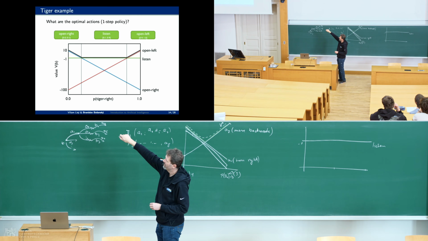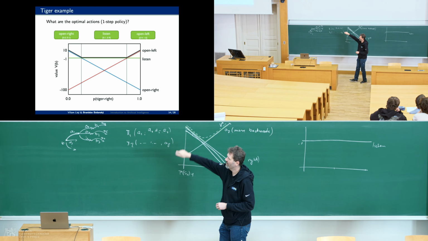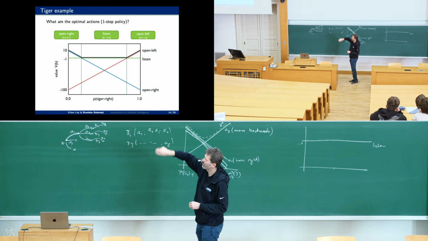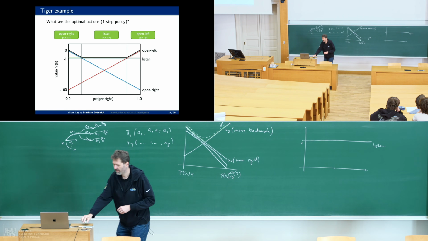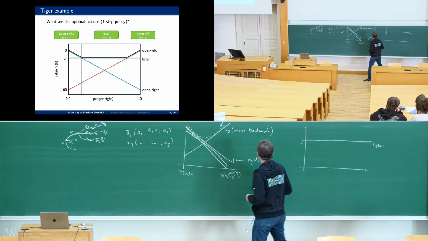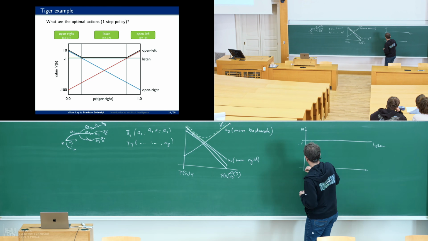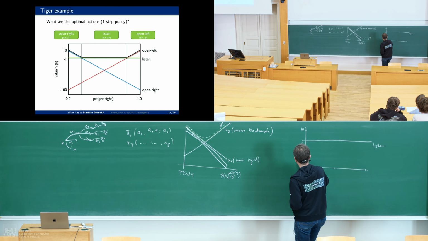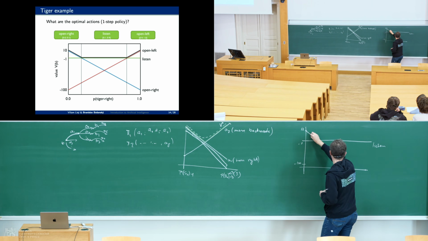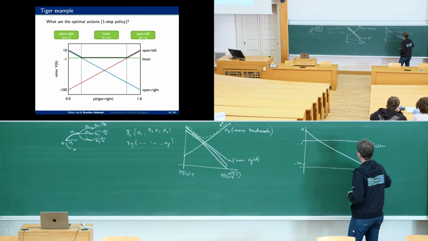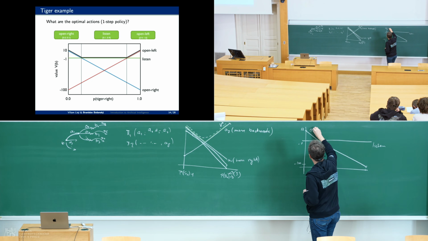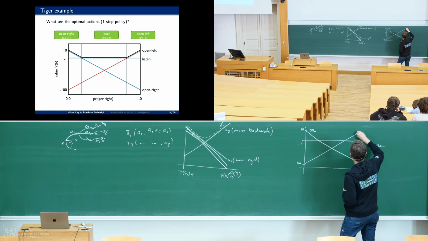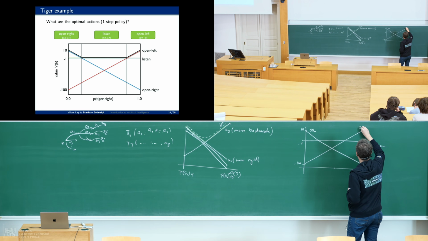And if we open the right door, then our reward depends on where the tiger is. If the tiger is on the right, and we open the right door, then we get the reward of -100. If the tiger is on the left, which basically means that the probability with which the tiger is on the right is 0, then we get a reward of 10. Right? So this is the alpha vector for opening the right door, and this would be the alpha vector for opening the left door.